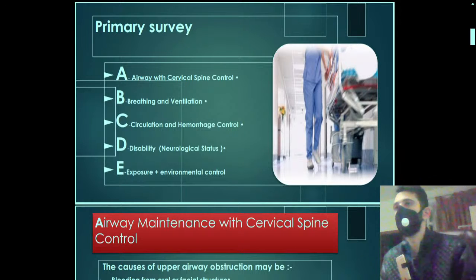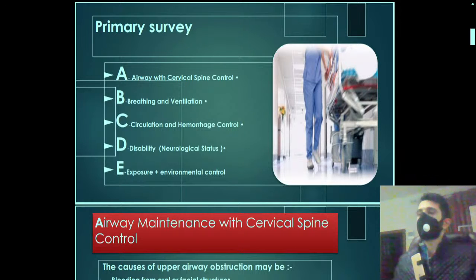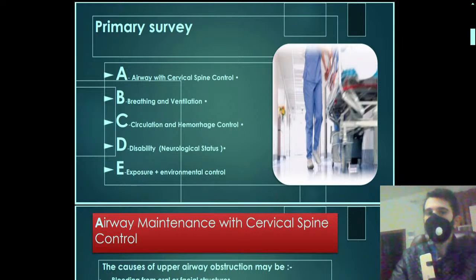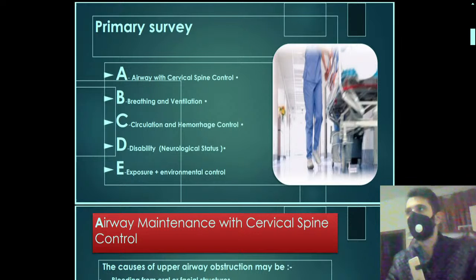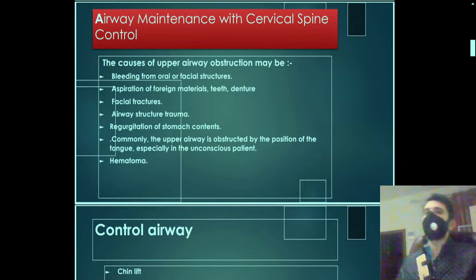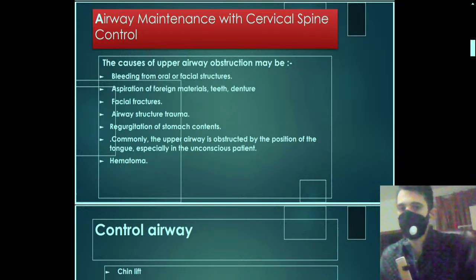Primary survey, ABCDE: airway and cervical spine control, breathing and ventilation, circulation and hemorrhage control, disability, like neurological status, and exposure, environmental control. These all should be maintained and taken good notice of. Airway maintenance with cervical spine control is also an important thing to notice here.